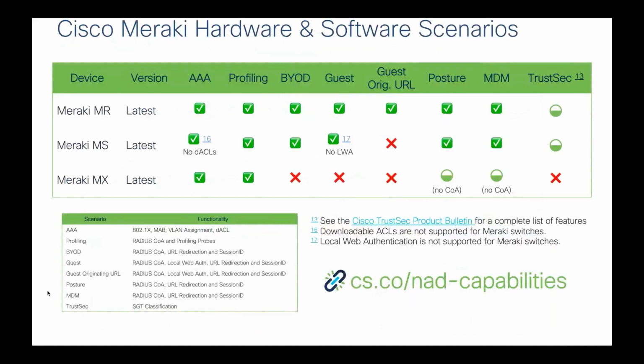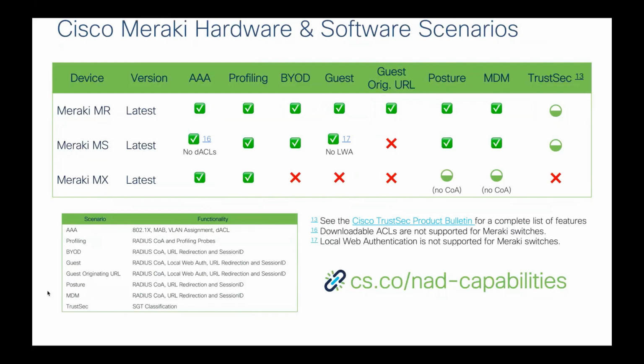So with that, let's get into the hardware and software capabilities. The first thing I wanted to go through is talk about the different ICE access control scenarios. So you see across the top, you see AAA, profiling, bring your own device, guest, things like that. These are all the major ICE scenarios. And then in the rows, we have the Meraki MR wireless, the MS switch, and the MX VPN concentrators. And I should have put the Z3 along with the MX. They have pretty much the same capabilities there, in case you were wondering.